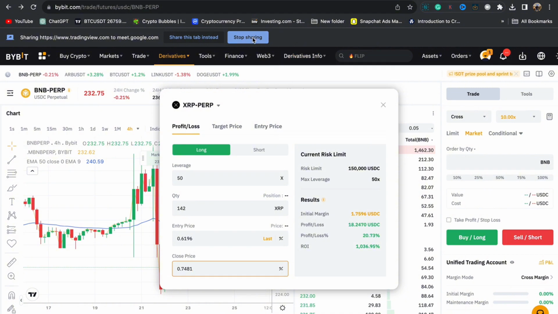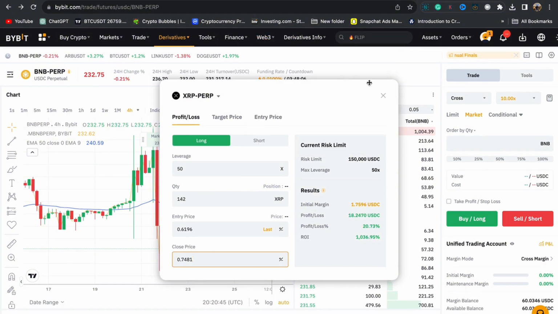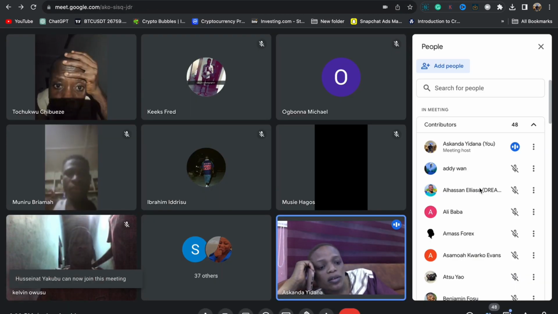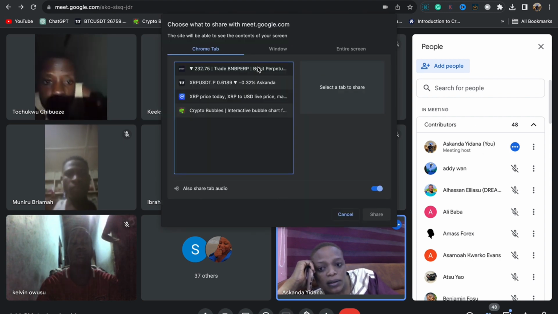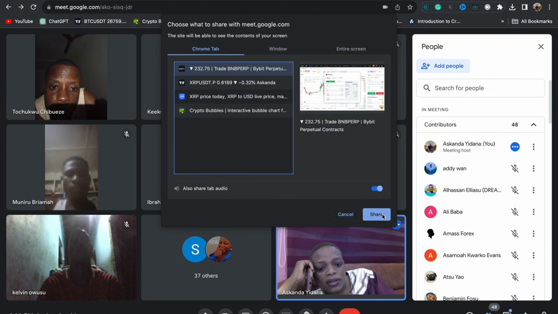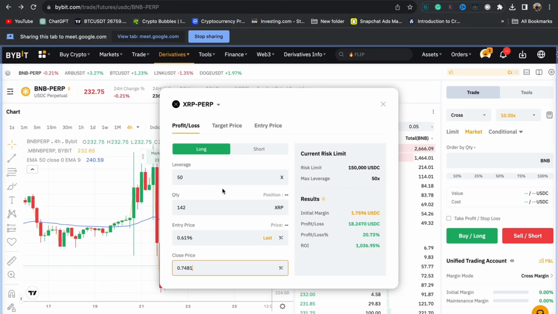I'm going to share my Bybit and show you guys what Bybit is telling me now that I've keyed in the information. After entering 50x leverage and the quantity from TradingView, that's 10%, so that will be $6. My margin will be $6, because 10% of $60 is $6.